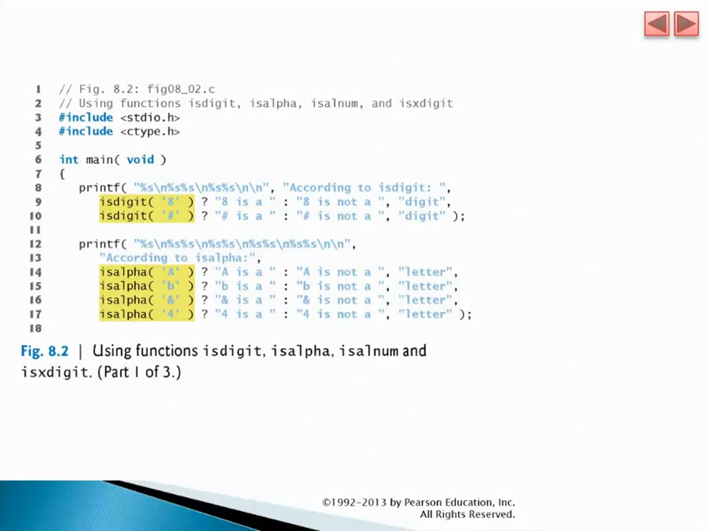Now have a look at this program very closely. We have included stdio.h because we are using the printf function. We have also included ctype because we are using isdigit, isalpha, and all those functions which are defined in the ctype library. Now, what we are printing here is this. First of all, there is a percentage. This percentage refers to this. So what will get printed on the screen according to isdigit? Done. Then we have a new line.